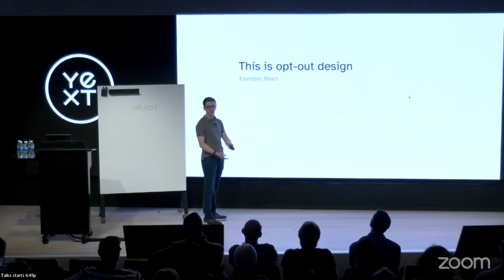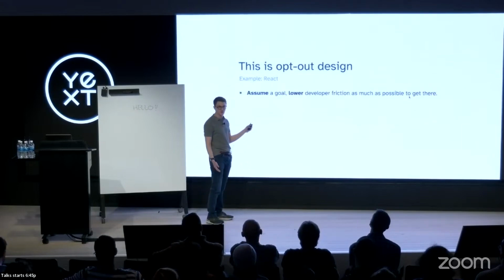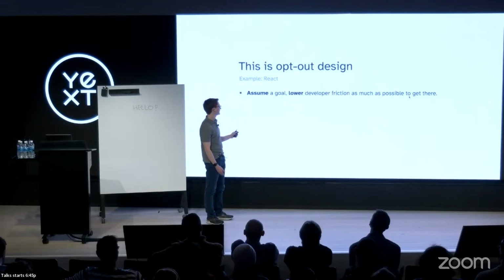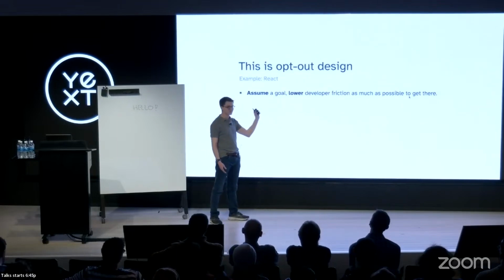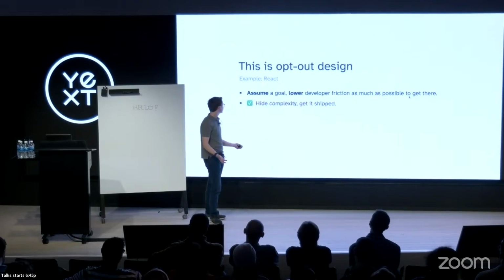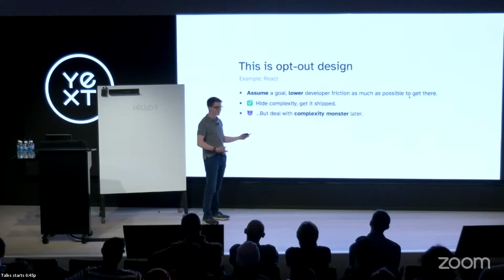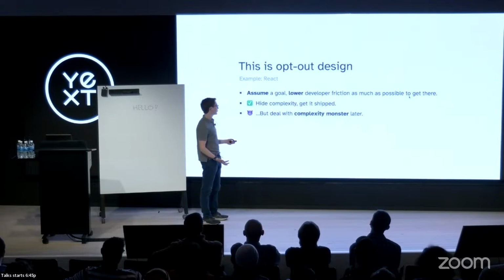And this is what I would call opt-out design, where the React developers assumed a goal. They assume you're trying to re-render everything. You want it to be interactive. And this lowers developer friction as much as possible. You can just write variables, and you know they're going to update. And this hides complexity from you so that you can ship the app pretty quickly, and you know everything's going to be interactive as you expect. But that means you're dealing with the complexity monster later when you learn about how all of this stuff works.